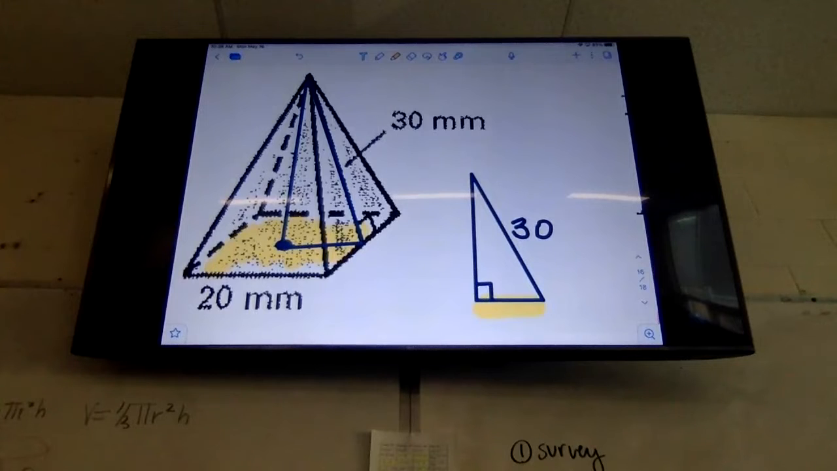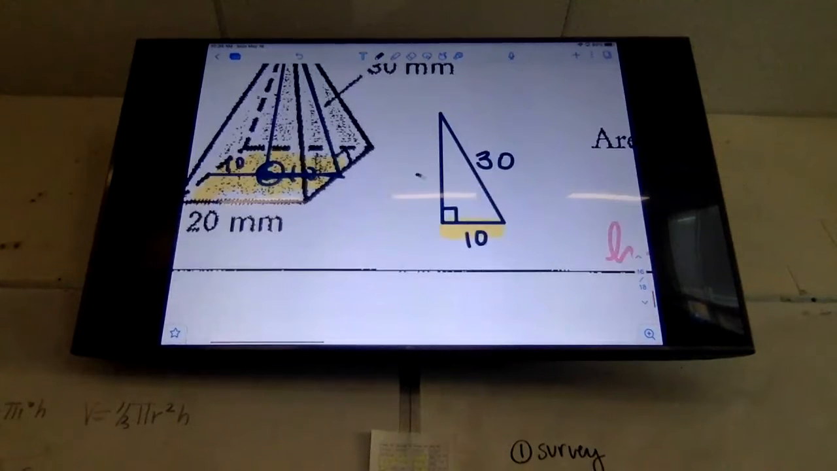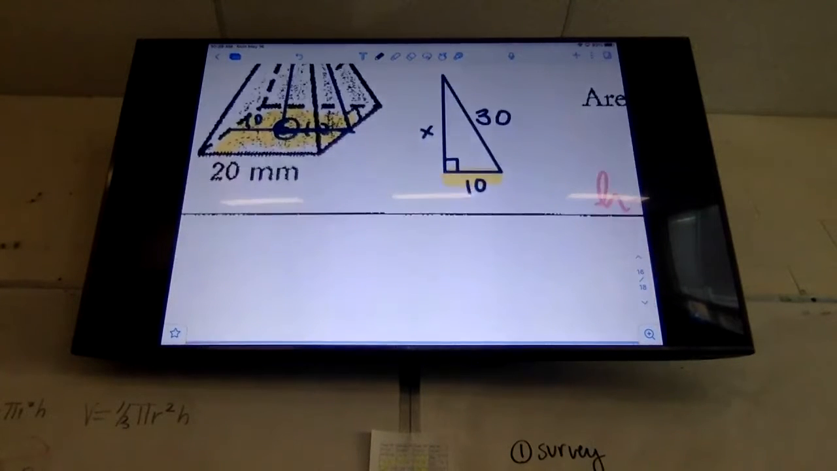Does anyone know what that is? Yeah. It's exactly down the middle because it told us that it hits the center of the shape, which means 10's over here, 10's over there. And then I'm just going to do Pythagorean theorem to find that missing side. So how would I set up that Pythagorean theorem? 10 squared plus x squared equals 30 squared.